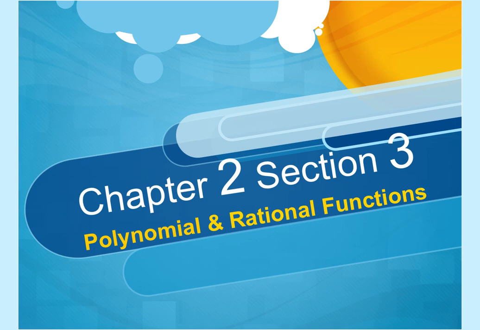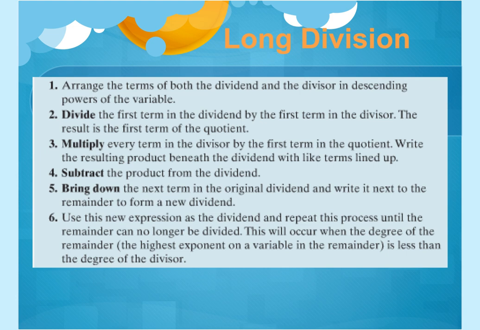2.3 Polynomial and rational functions starts with long division. And obviously it's long for a reason. It's called long division. It says arrange the terms, both the dividend, which is what you're dividing into, and the divisor, which is what you're dividing by.